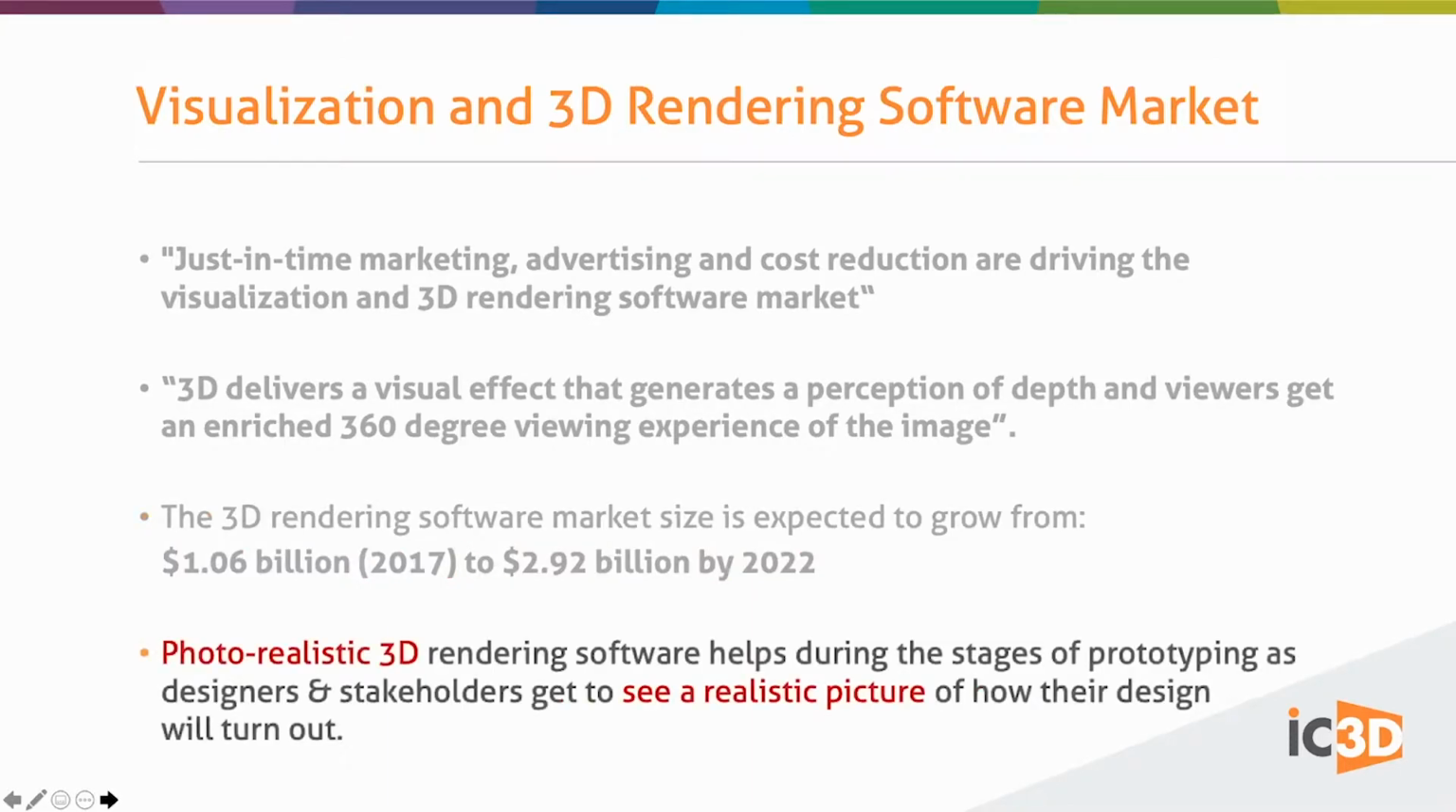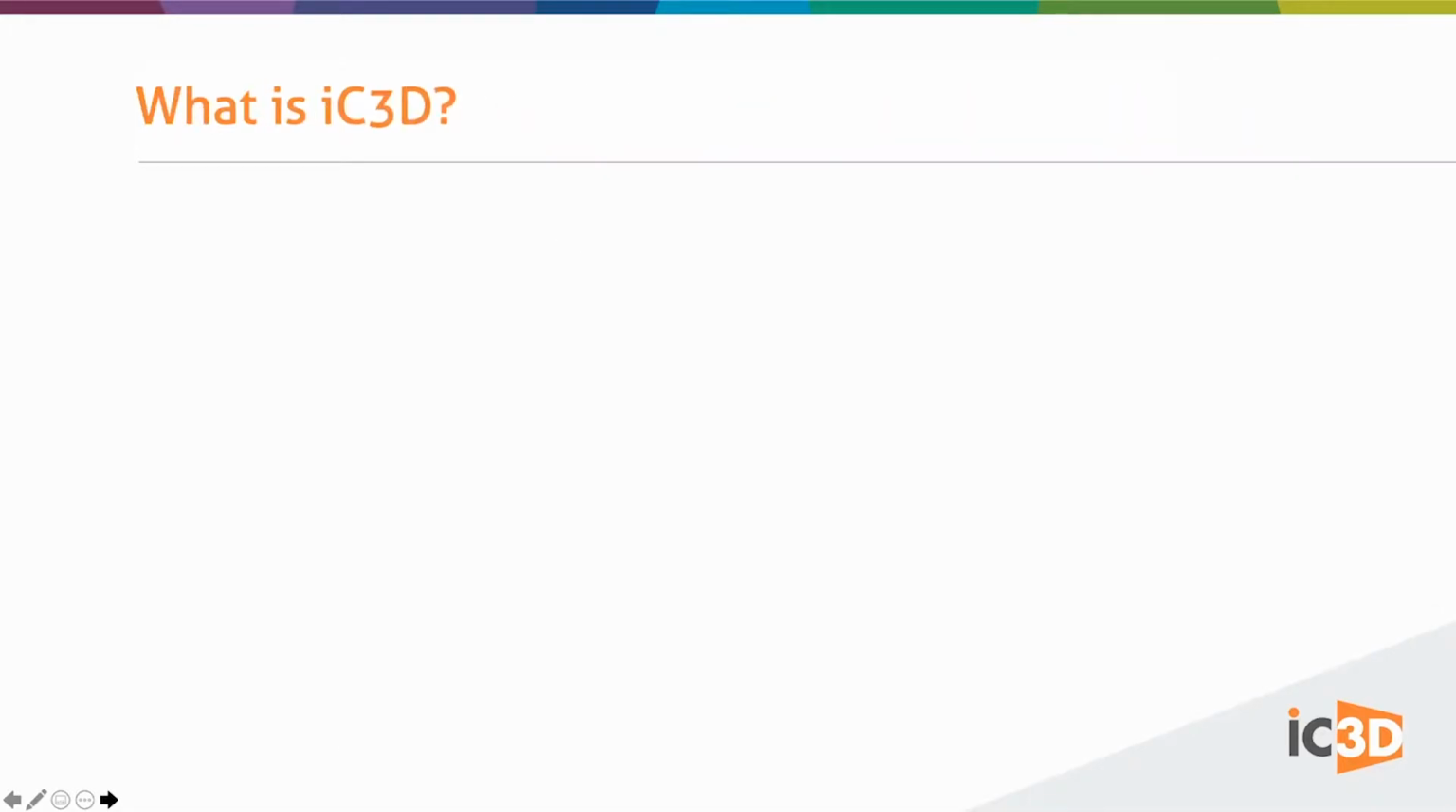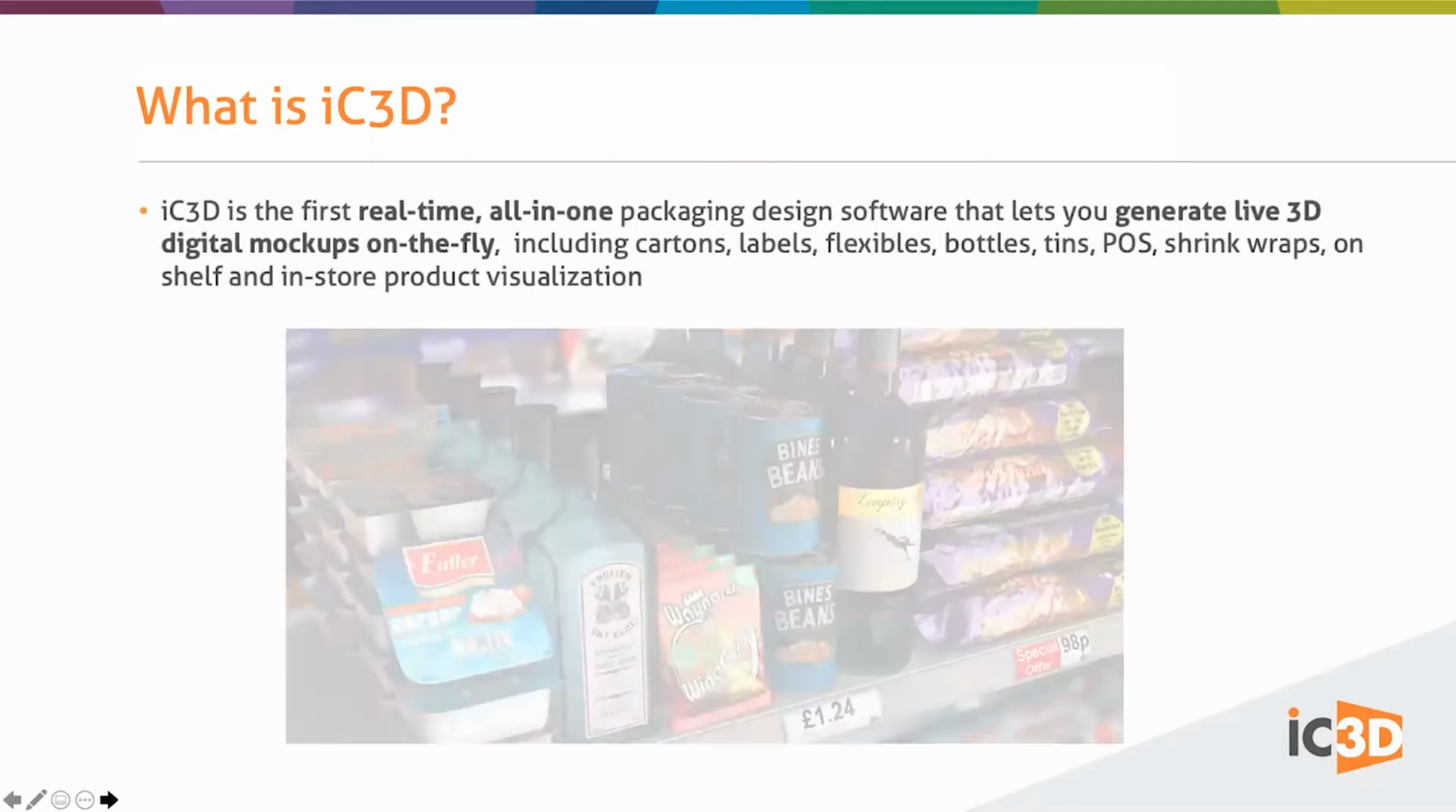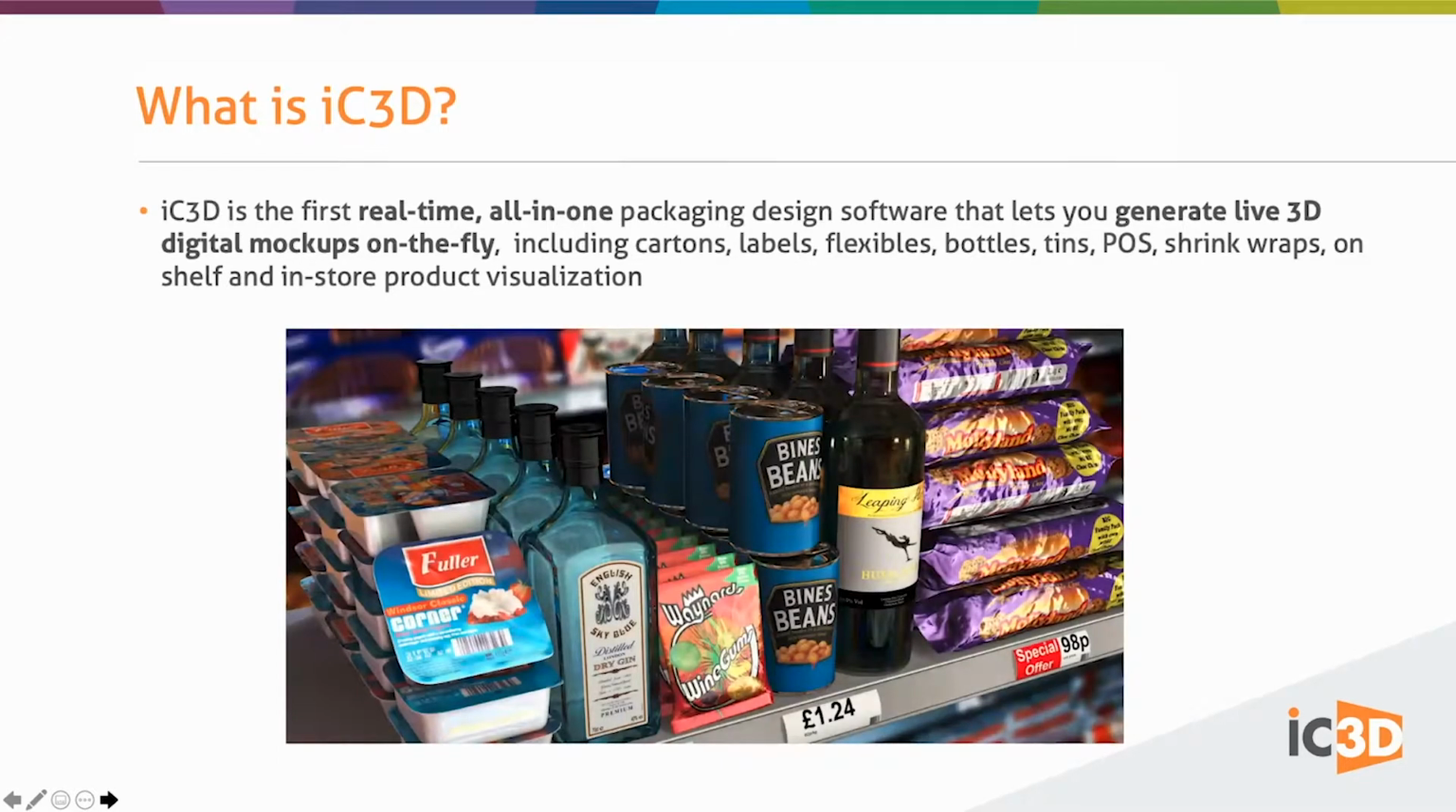So what does that mean? Photorealistic 3D rendering software helps during the stages of prototyping for designers and stakeholders so they can really see a realistic picture of how the design will actually turn out. This is where iC3D comes into its own. If you're not entirely sure what iC3D is, it's basically the first real-time packaging solution that enables you to generate 3D packaging mock-ups very quickly and easily, including items like cartons, labels, flexibles, bottles, tins, point-of-sale items, shrink wraps, on-shelf and in-store product visualization. Basically everything that image conveys on my screen now and more. So everything you see there would be possible to create within iC3D and has been.